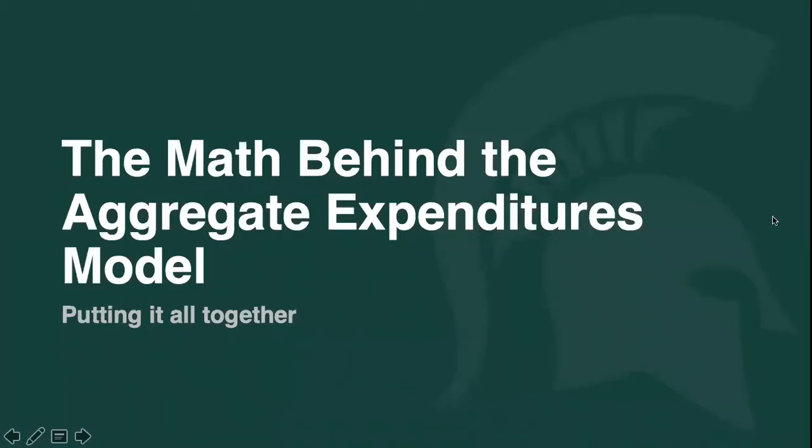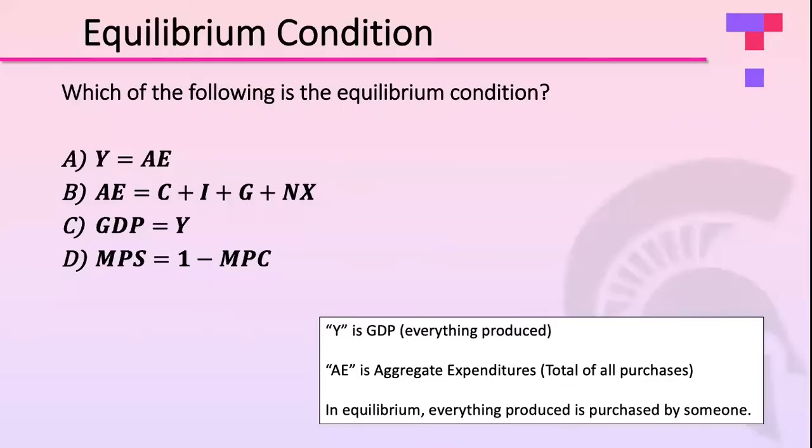Like I said, we're gonna finish up the aggregate expenditures module, and we're gonna start the aggregate demand and aggregate supply module. So this was that top-hat question that I just described to you guys. Which of the following is an equilibrium condition? You can see in that box on the bottom right, kind of describing what that equilibrium condition is, just saying that everything produced is purchased by someone in the economy. That's equilibrium under the aggregate expenditures model.